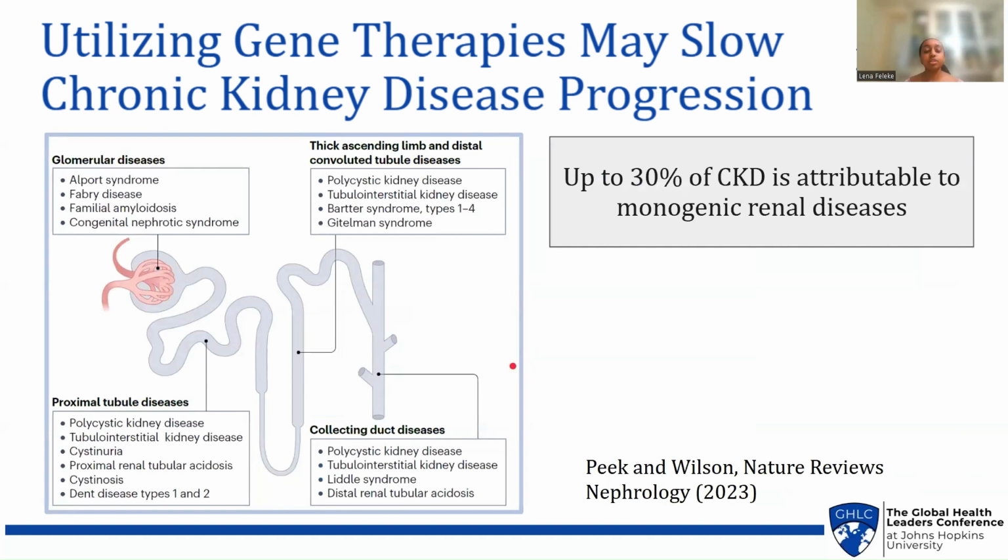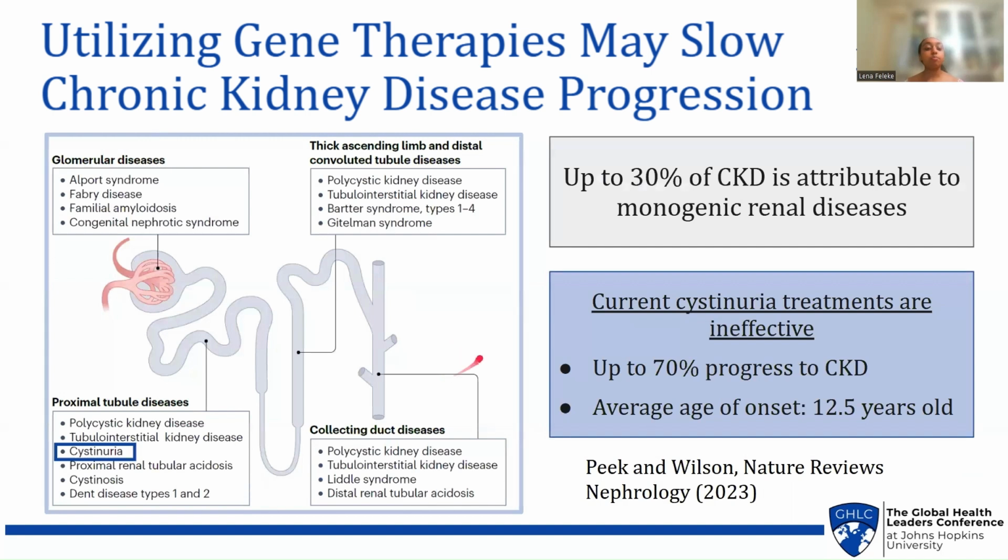And up to 30% of chronic kidney disease is attributable to monogenic renal diseases, as shown in this image over here, that occur in the different parts of the nephron. And this basically shows the potential of gene therapy for slowing down chronic kidney disease progression. And my project, which I will discuss next, focuses on cystinuria, which is based in the proximal tubule of the nephron.